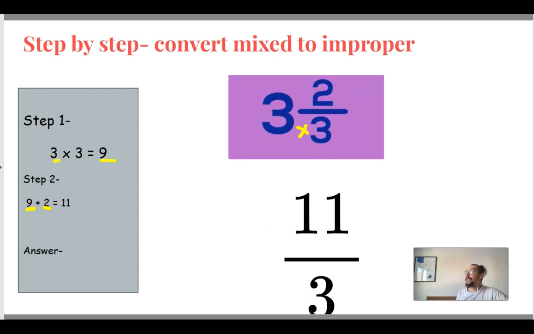So remember that I said the bottom number always stays the same, never changes. And then it says 11. So as you can see, the fraction 3 and 2 over 3 became the improper fraction 11 over 3.